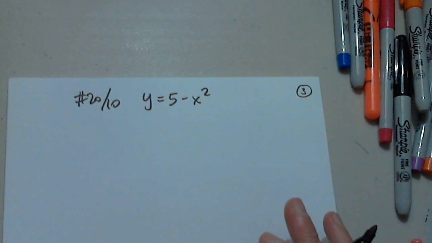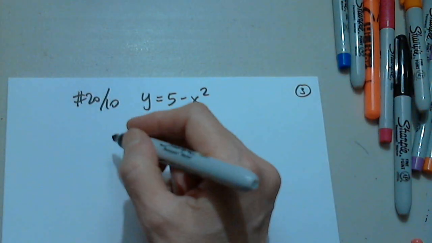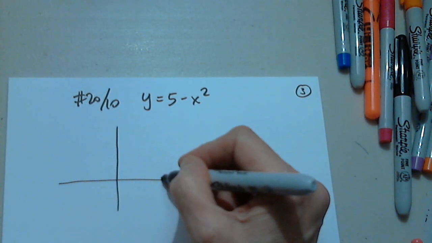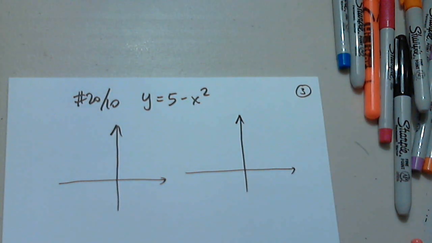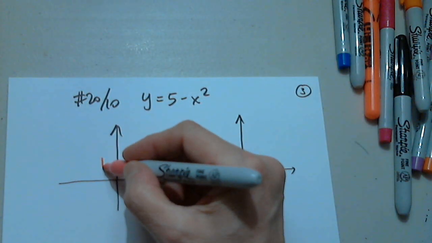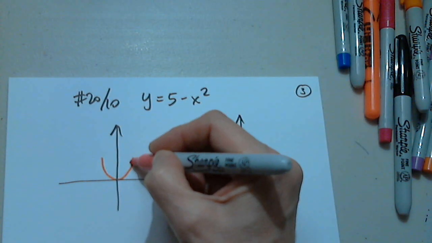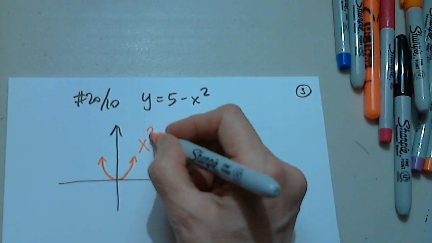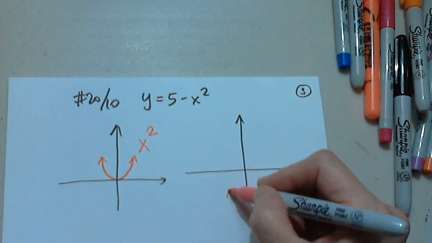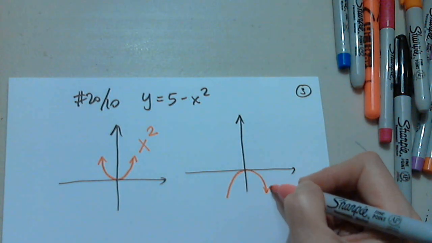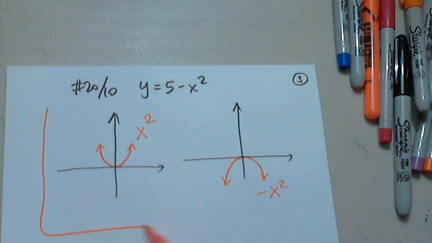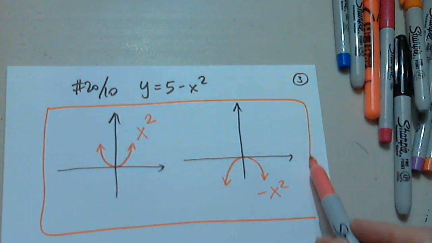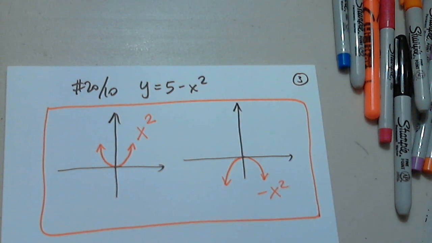Finish in 4 minutes. What we need to remember is this first. And yes, we will always look for x and y intercepts. So this is positive x squared. This is negative x squared. These have to be memorized. It will make your life so much easier if you remember this moving forward.